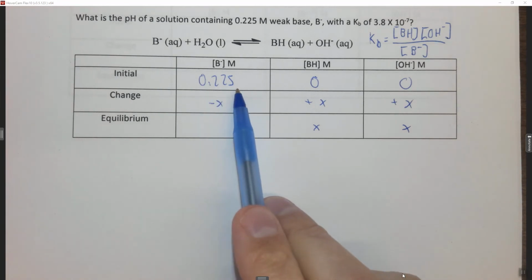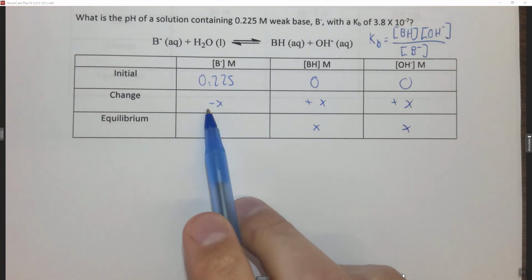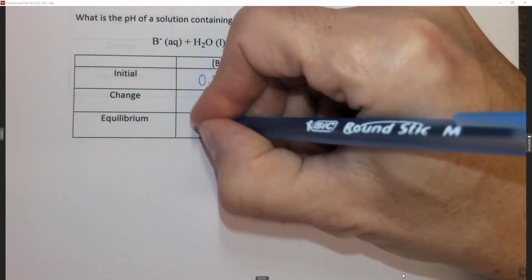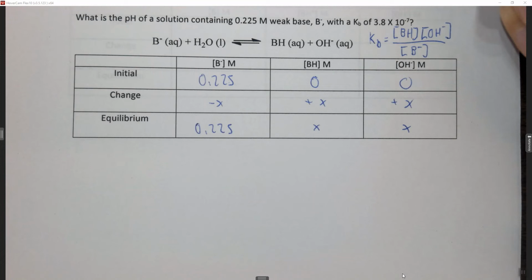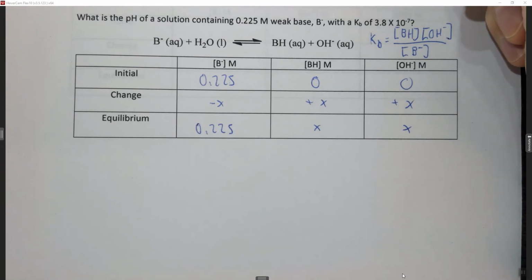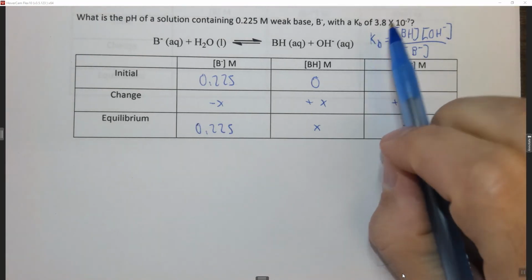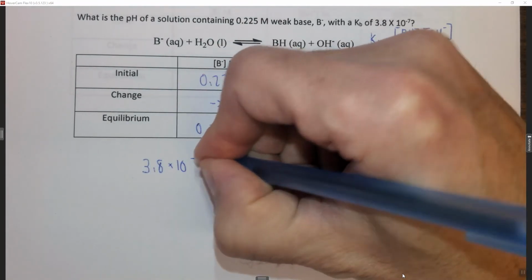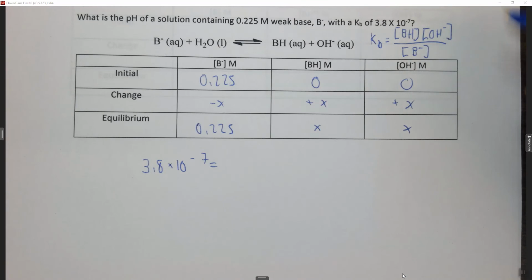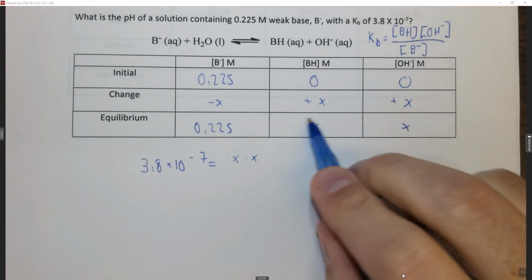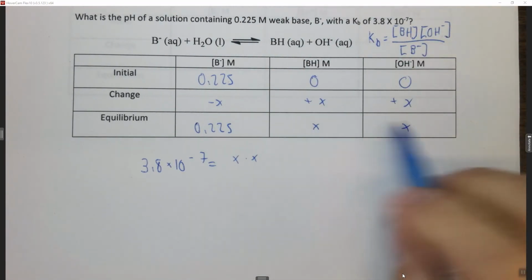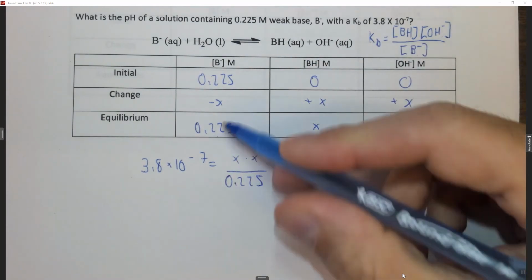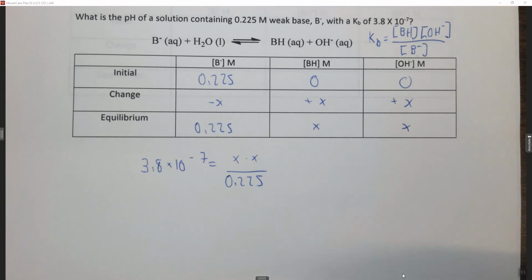But what about the B minus? Well, in this case, it'd be 0.225 minus x, but we can ignore this x, so we don't have to use the quadratic equation, if it's less than 5 to 10% of the original value, which in all of the examples in this set, it is. All right, so we don't need to use the quadratic equation. Well, now let's plug in what we know. We know Kb, it's given to us, 3.8 times 10 to the minus 7 equals, these are both x times x, just the same as for the Ka, all right? And this one is 0.225, so the B minus, which is what's provided to us, is 0.225.